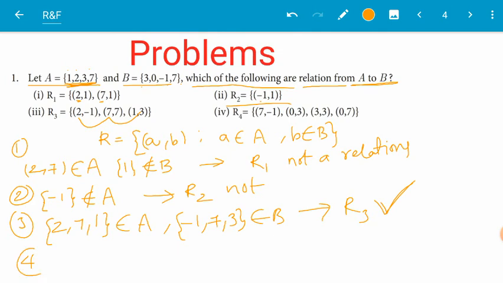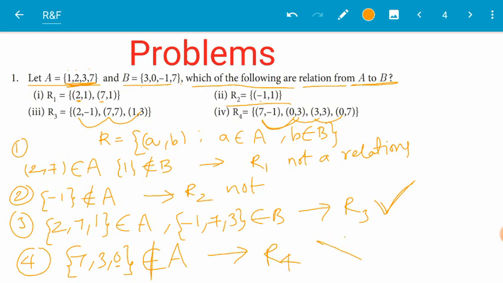Now the fourth one, R4. The first elements, check all of you: 7, 3, 0. First elements should be in a. You look here, in a we don't have 0, so it does not belong to a. So R4 also is not a relation. Hope you understand now what I explained. The first element should be in a, second element should be in b, then only we can say the relation is valid, otherwise it is not a relation.